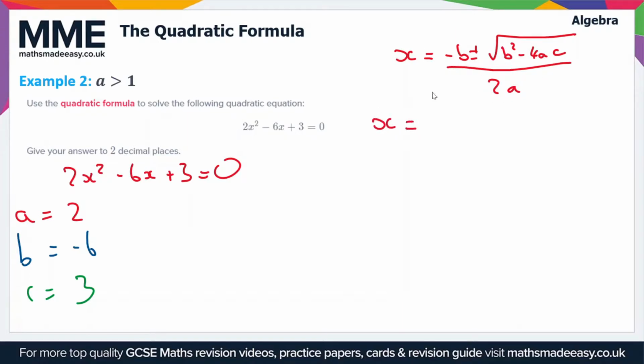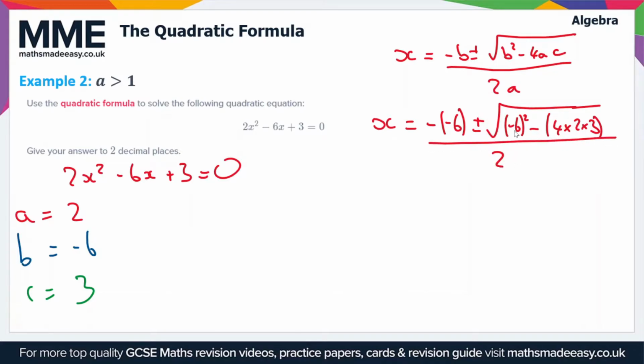So first of all, x equals minus b, where b is minus 6. So we're substituting minus 6 for b, plus or minus the square root of b squared, so that's minus 6 squared, minus 4ac, so a is 2, c is 3, so 4 times 2 times 3, all divided by 2a, so that's 2 times 2. Now, I'm using brackets here when we've got minus 6 for b and for the 4ac part. I just think using brackets makes it clear, so you do all the operations in the correct order.